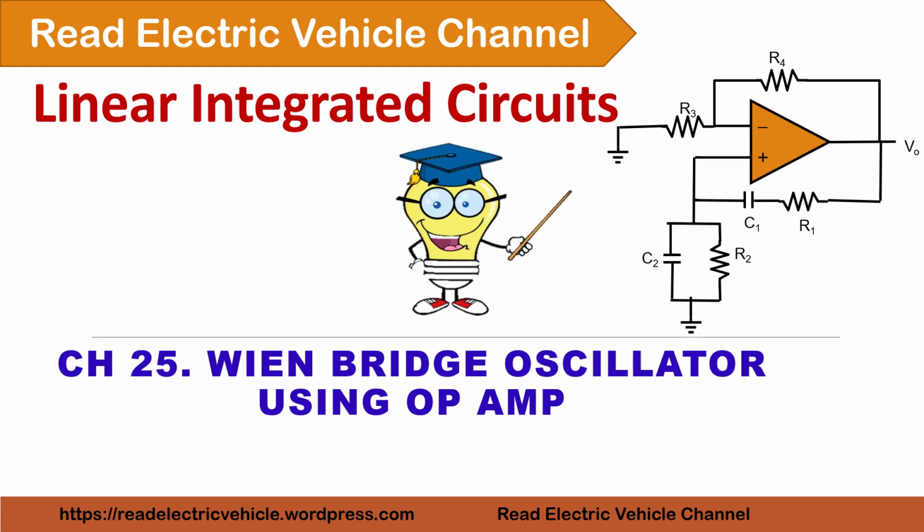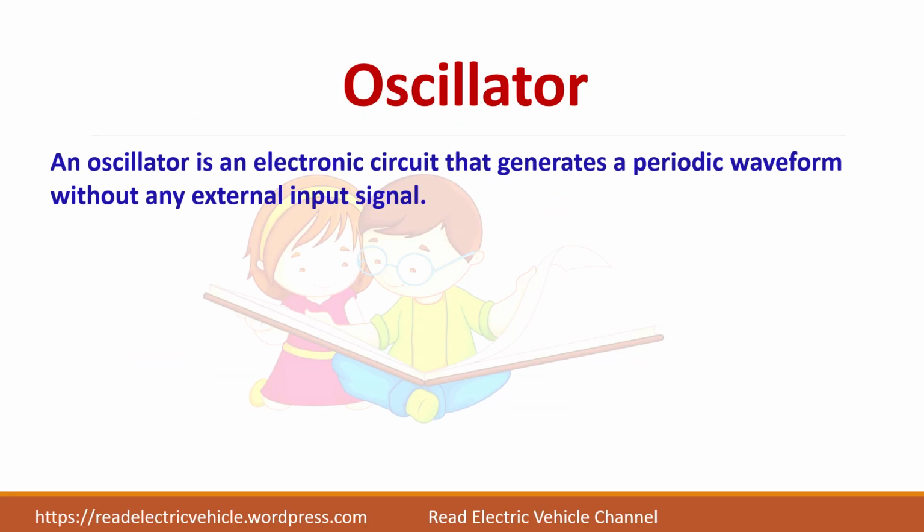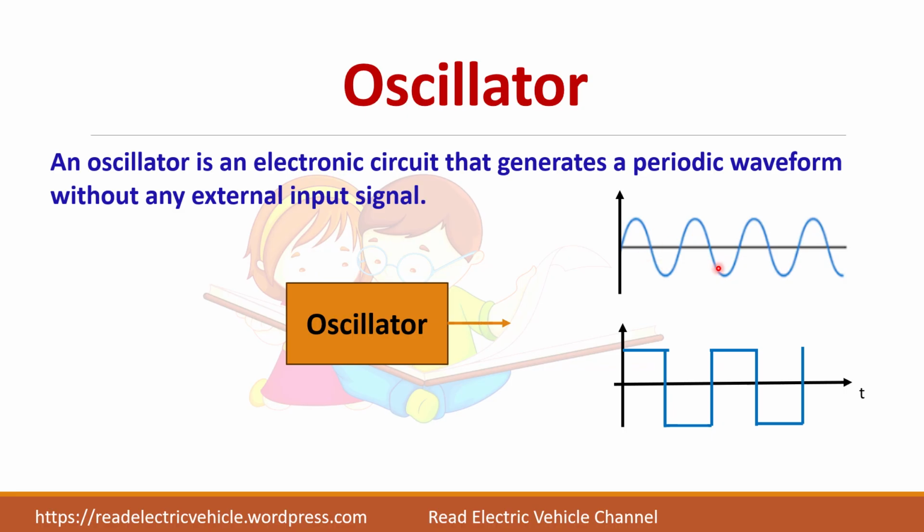Hi everyone, in this video we are going to see about Wien bridge oscillator using op-amp. An oscillator is an electronic circuit that generates a periodic waveform. It can be a sine waveform, square or a triangular waveform without any external input signal.